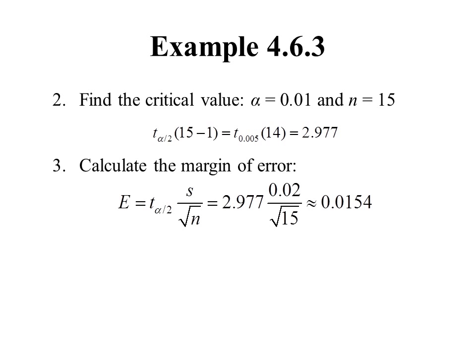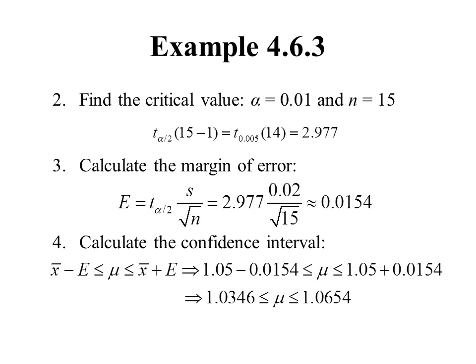Then next we calculate our margin of error. Here's our formula. We plug stuff in, t times s divided by square root of n. We do that arithmetic, and we get this margin of error. Fourth step, calculate the confidence interval. Again, here's our formula: x bar minus e, x bar plus e, and so we plug in those numbers, do that arithmetic, and we get our confidence interval.